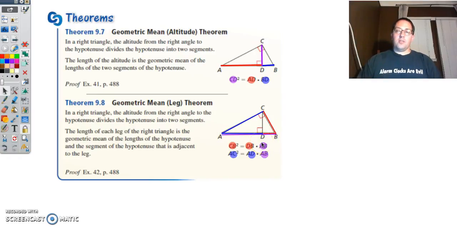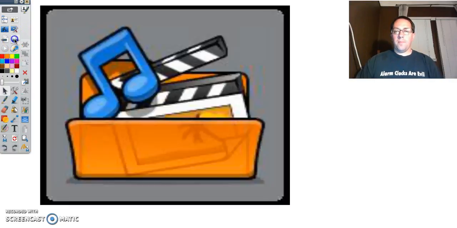All right? And so that's useful, and that way we can use this to find things out. So we're going to have geometric mean with the altitude or geometric mean with the legs. Either one is good. All right?